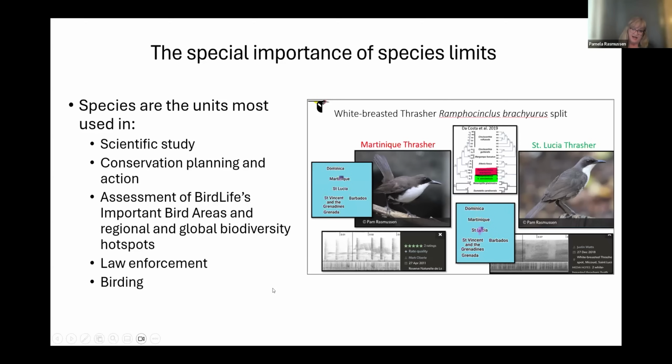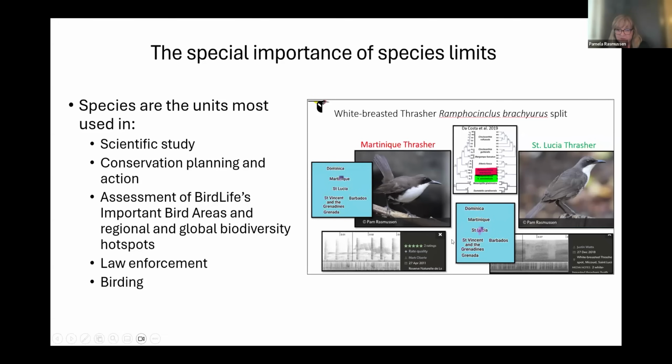And for conservation planning and action, most of those are based on species, and generally subspecies get less priority in those very important aspects. I'll let Paul talk more about BirdLife's application, and even in law enforcement. So species are used for the trade, etc., and subspecies may get short shrift. And then, of course, for many of you, birding is the main thing, and of course, we list species. We don't generally list other taxa.